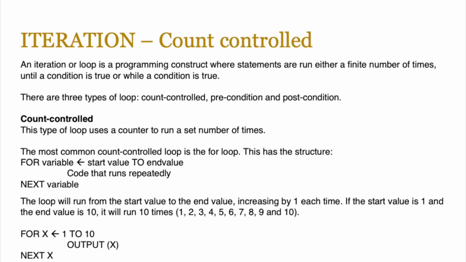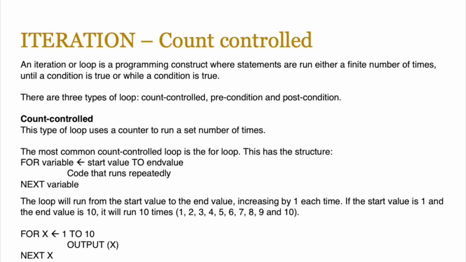The final construct that we're going to look at is called iteration, and these basically mean loops. So an iteration or a loop is a programming construct where statements are run either a set number of times or a finite number of times, or while a condition is true. Now there are three types of loops as a result. The first one is count controlled, which runs a set number of times. Then is precondition, where we check the condition before we run the code. And the final one is post condition, where you run the code at least once and then check a condition.